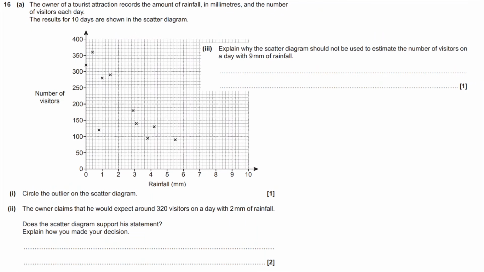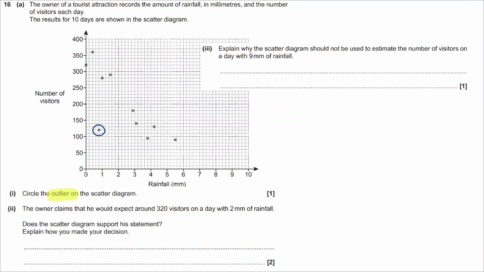Question 16, we've got a scatter diagram, and it says the owner of a tourist attraction records the amount of rainfall, as you can see down here, in millimeters, and the number of visitors over here each day. The results of the 10 days are shown in a scatter diagram. Circle the outlier. Now, the outlier just is the point that doesn't match the overall trend of the data. And you can see roughly here, you've got a negative correlation with these points here, and this point doesn't fit the trend. So this point is the outlier. Okay, let's do it a little bit thicker. So this is the outlier.